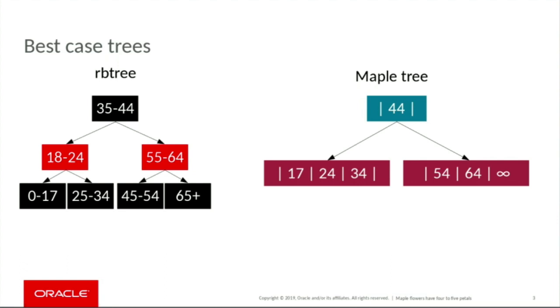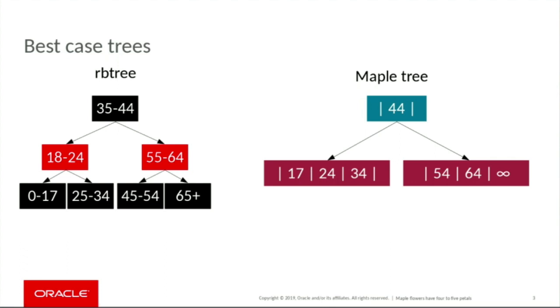Okay, so we move to 55 to 64. We are not between 55 and 64, we're less than 55. So we walk down again, 45 to 54. We found it, we found our age, and we took three steps to do it. As opposed to walking a singly or doubly linked list where we would have to start from the beginning and walk all the way down, we found it in fewer steps than it would have taken. So this is an improvement.